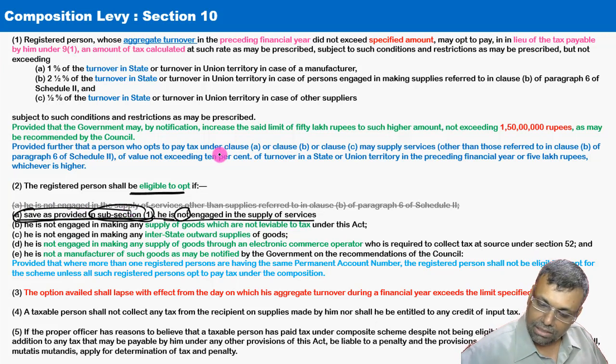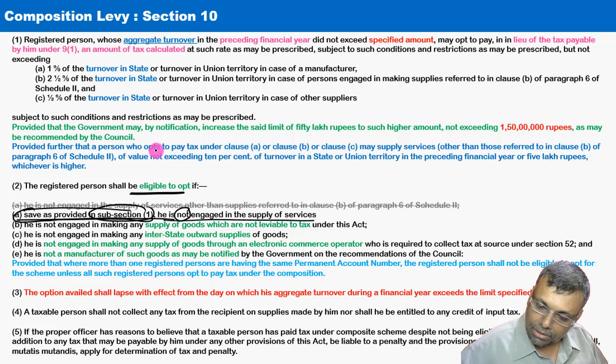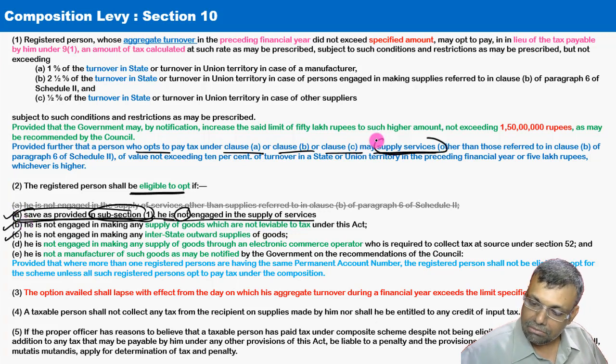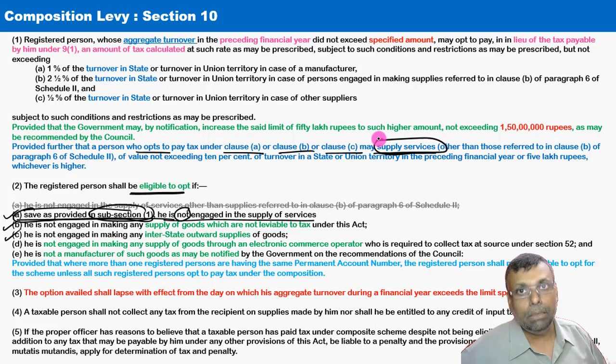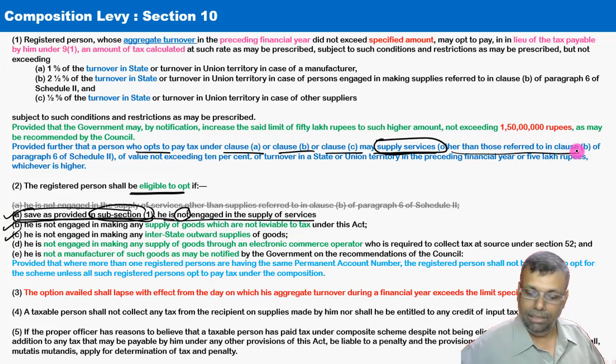Now in the subclause 1, if you see, the government has broadened the scope of this composition to include services for the purpose of composition. Look at this, where a person who opts to pay under clause A, B or C, this is your A, B or C, may supply the services. So now it is permitted, I repeat, now it is permitted to supply services. However, it is only the eligible and specified ones, not all, other than those which are in clause B. Clause B is basically the specified supply of goods which are not leviable under this.